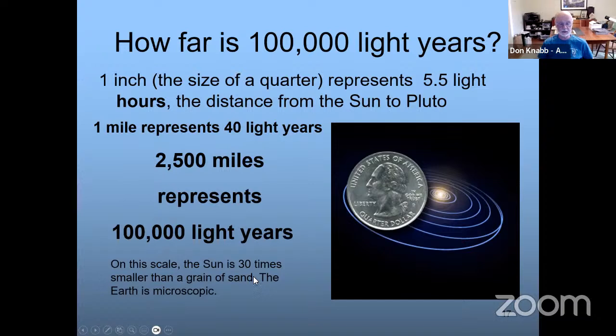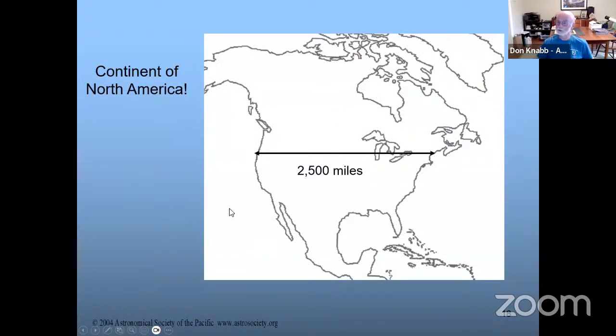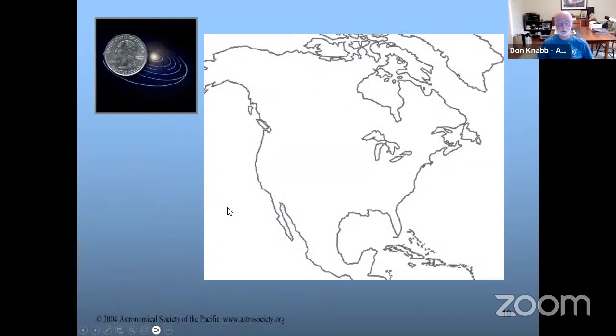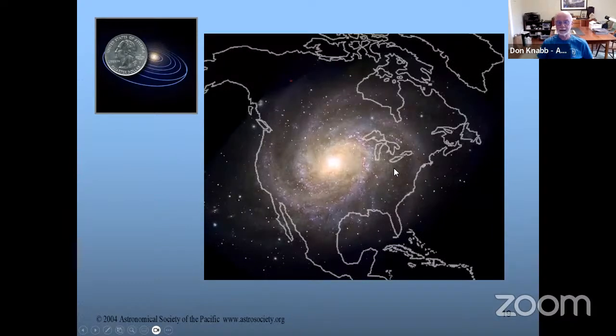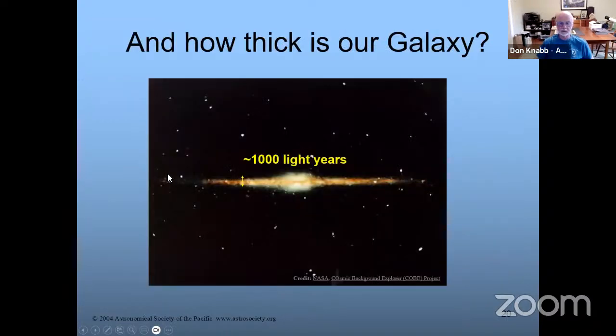Interesting, and on this scale, the sun is 30 times smaller than a grain of sand, and the Earth is microscopic. So what do we know that's 2,500 miles in size? Well, the continent of North America, something everyone's familiar with. So with this scale of a quarter being the size of our solar system, we can overlay the galaxy on North America. It gives people an idea of how big this thing is. So how thick is our galaxy?